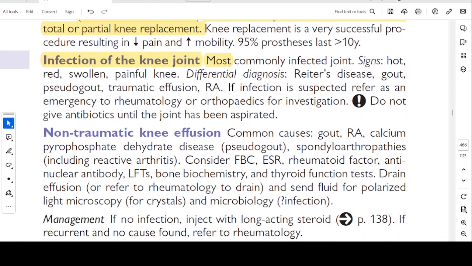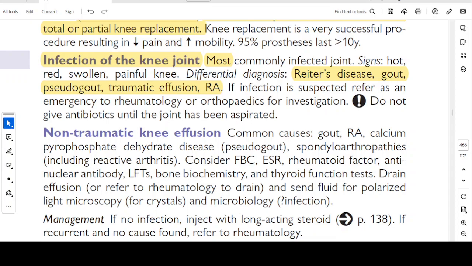Signs: hot, red, swollen, painful knee. Differential diagnosis is Reiter's disease, post-chlamydial infection arthritis of the joints, gout, pseudo-gout, traumatic effusion or rheumatoid arthritis. So these are the systemic conditions which can lead to a painful knee.